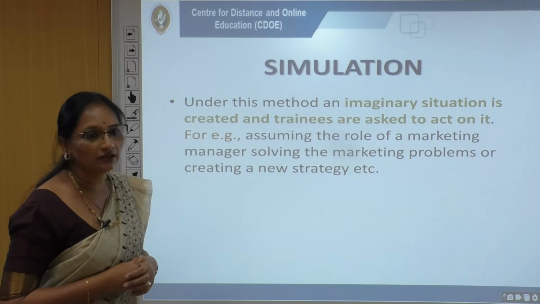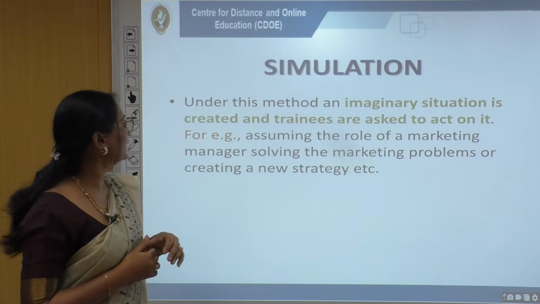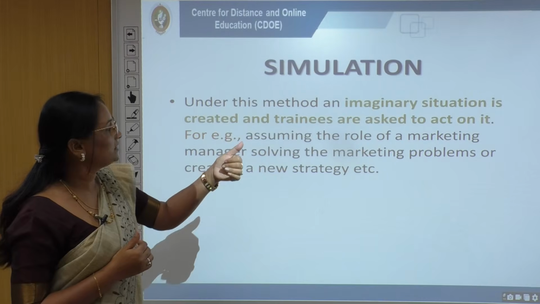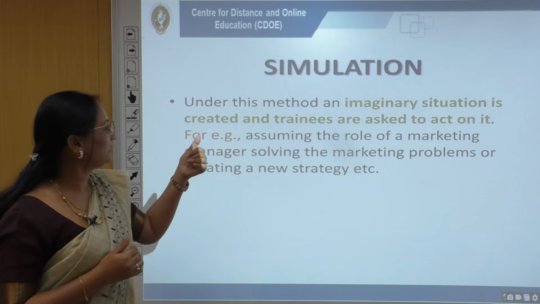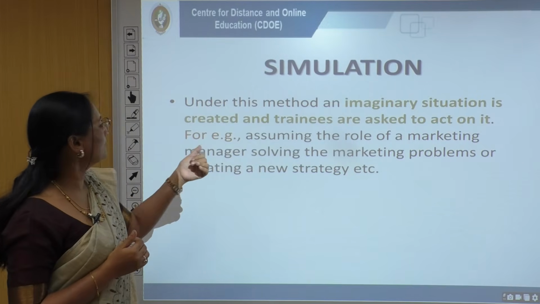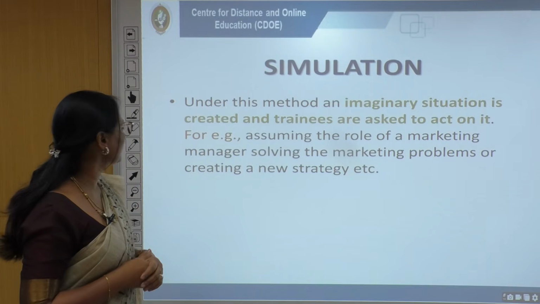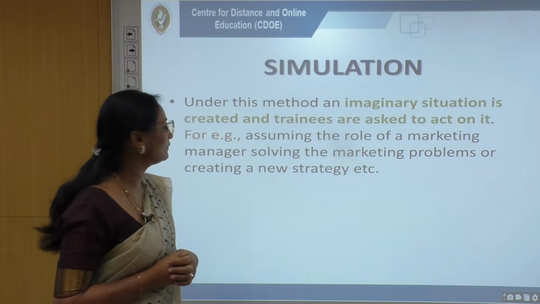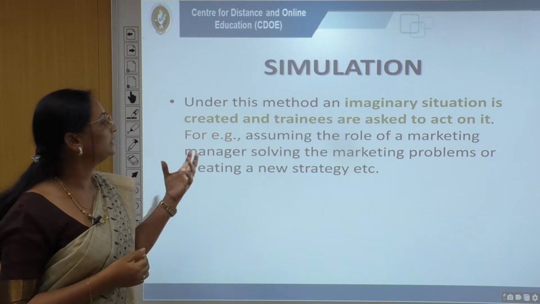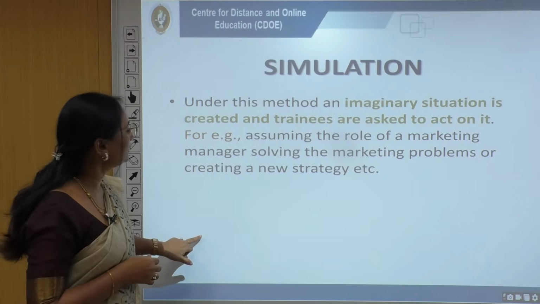Simulation is another off-the-job training method. Under this method an imaginary situation is created and trainees are asked to act on it. For example, assuming the role of the marketing manager, solving marketing problems or creating a new strategy for it. So this is another method.